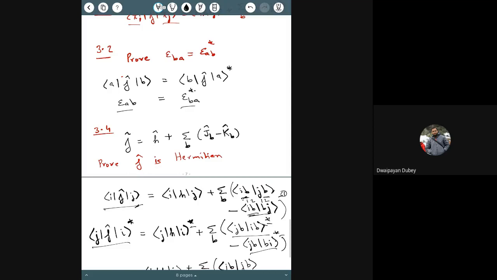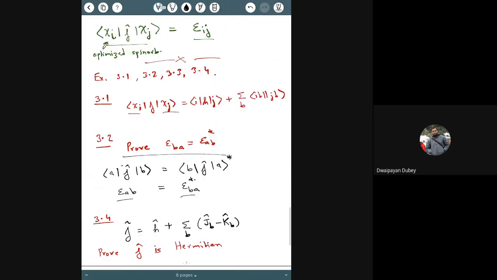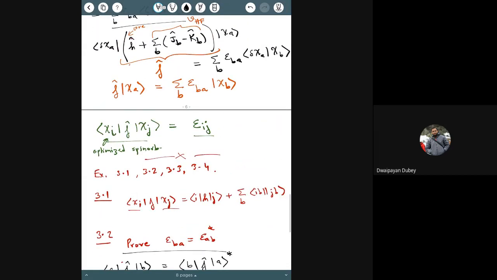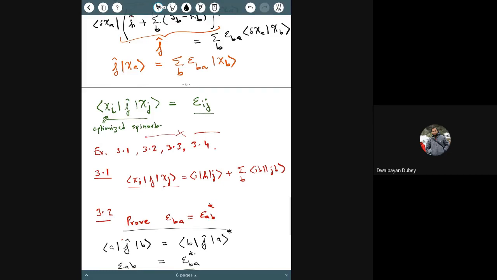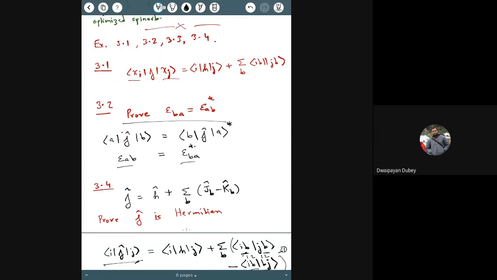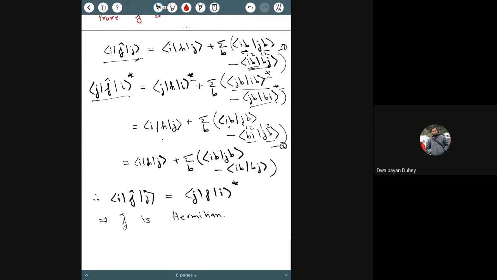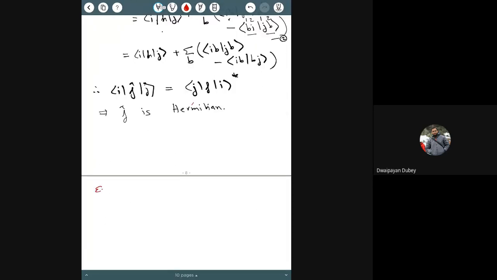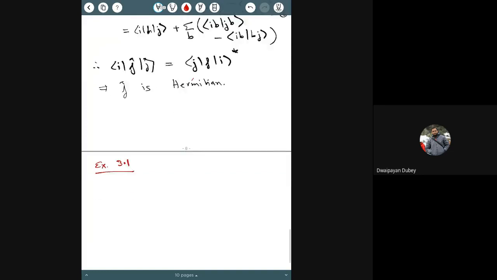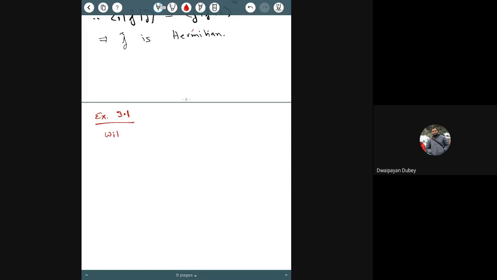But there is another way of proving that epsilon BA is equal to epsilon AB star without going through the Fock operator. Just from the Lagrangian expression where we have introduced epsilon. So it is by construction Hermitian. So I will show that now. Did you ask about epsilon, or did you ask if there's another way to show that the Fock operator is Hermitian? About the epsilon part. Okay, yeah. So there is another way to show that epsilon is Hermitian. So let me do exercise 3.1 without going through the Fock operator.